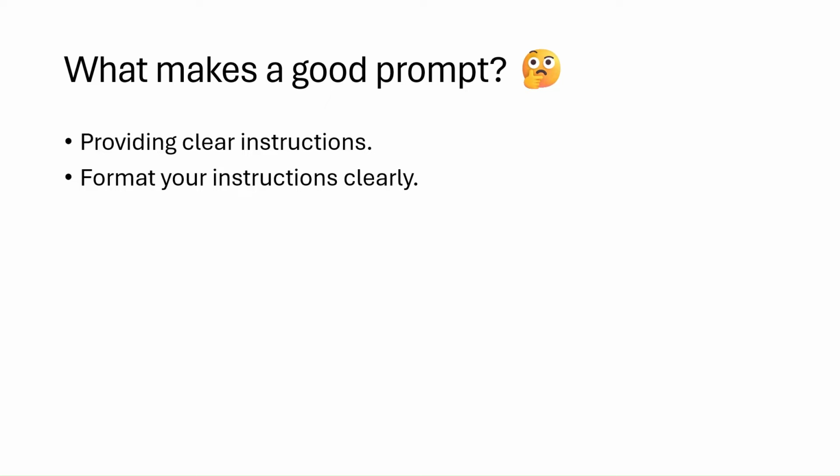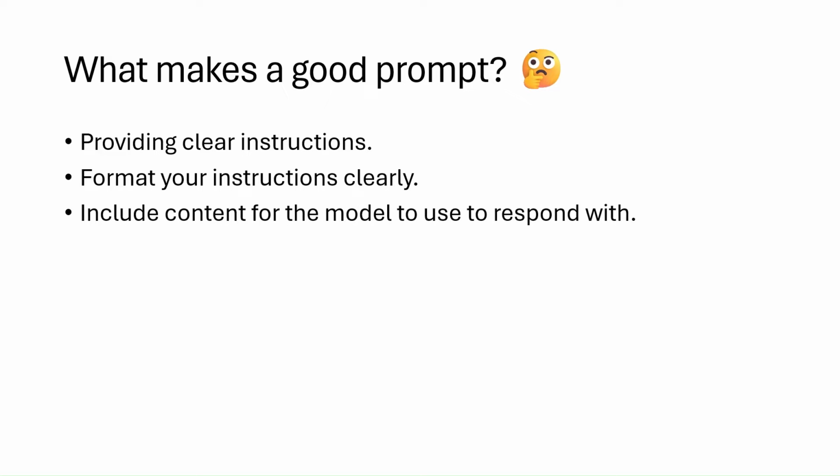Recency bias can affect models where information located towards the end of the prompt can have more influence on the output than the information at the beginning. You may get better responses by repeating the instructions at the end of the prompt and assessing how that affects the generated response. We can also include content for the model to use to respond with and to produce answers with greater accuracy.